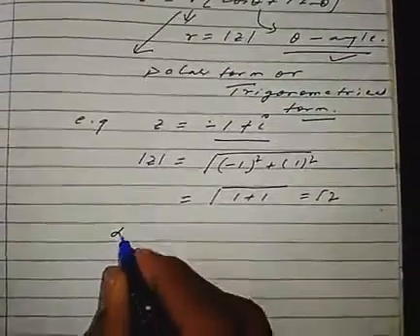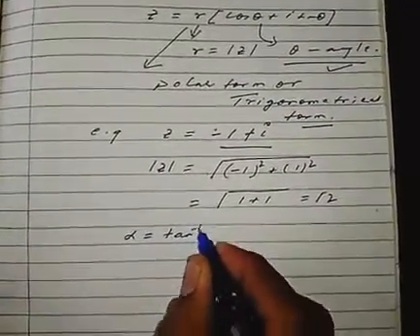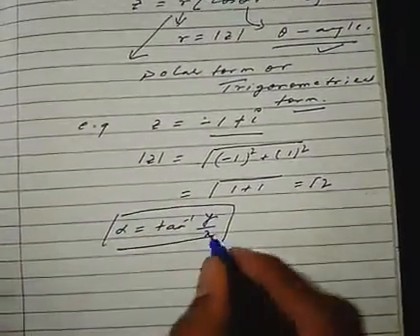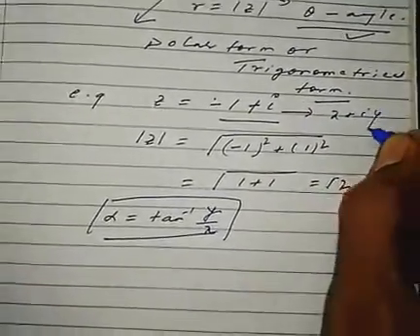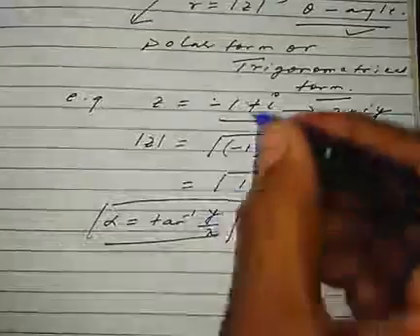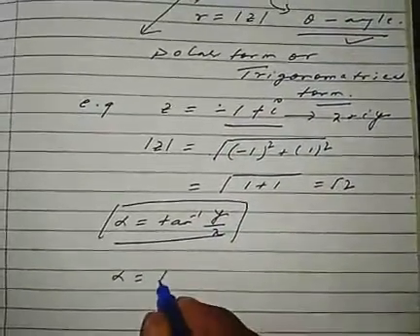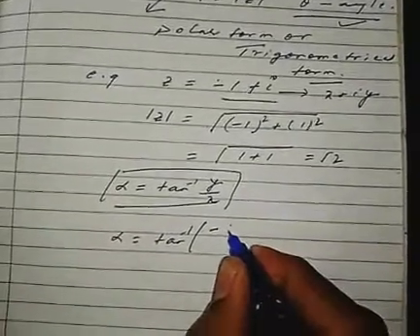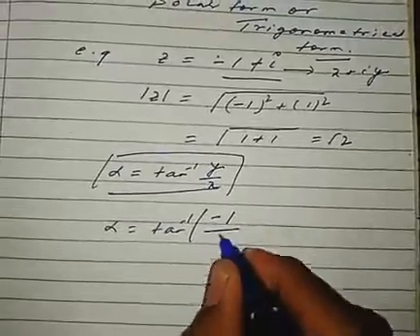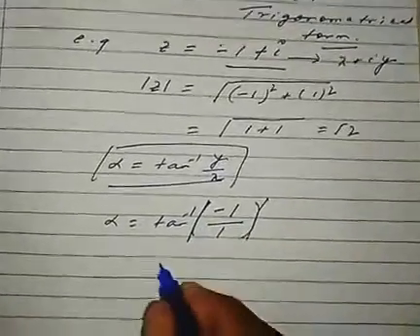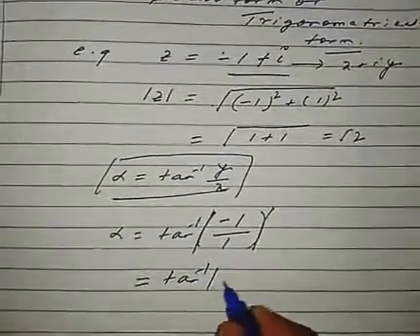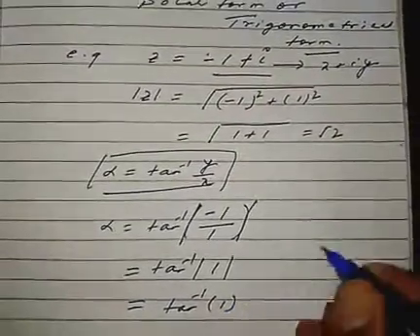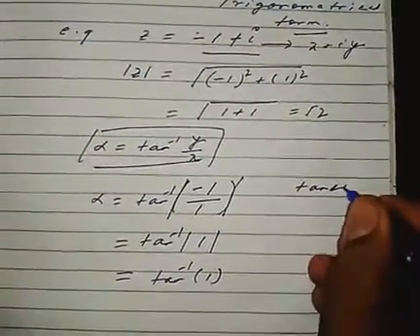Now we will find alpha. Alpha is how much? Tan inverse of y by x. When we compare it with x plus iy, y is here 1 and x is here minus 1. So how will we find alpha? Tan inverse of mod of 1 by 1. So when we take it under mod, this is tan inverse of 1. Tan inverse of 1, how will we declare it? Tan 45 degree is 1.